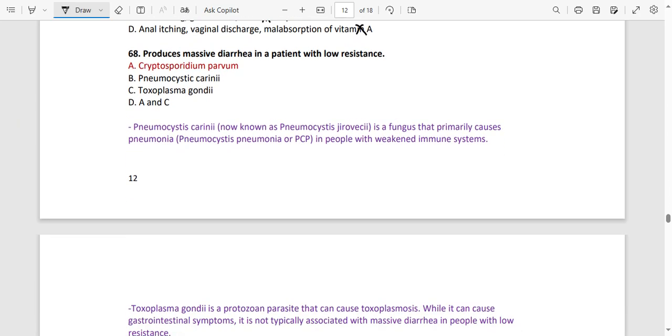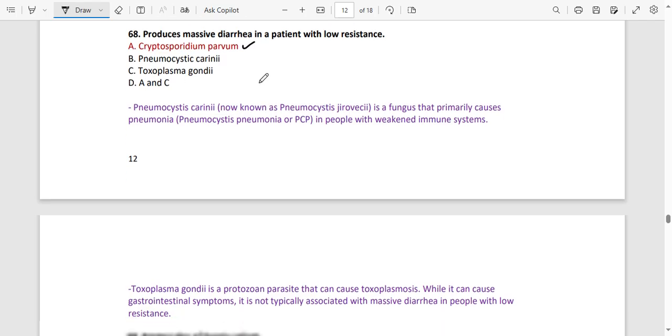Number 68. Produces massive diarrhea in a patient with low resistance. Okay. Cryptosporidium parvum. There is a lot of diarrhea there. So I've put something here. Pneumocystis carinii, which is now Pneumocystis jirovecii, causes pneumonia in people with a weak immune system. And then Toxoplasma gondii, the one found in cats, is a protozoan that causes toxoplasmosis, which can cause GIT symptoms, but not massive diarrhea.